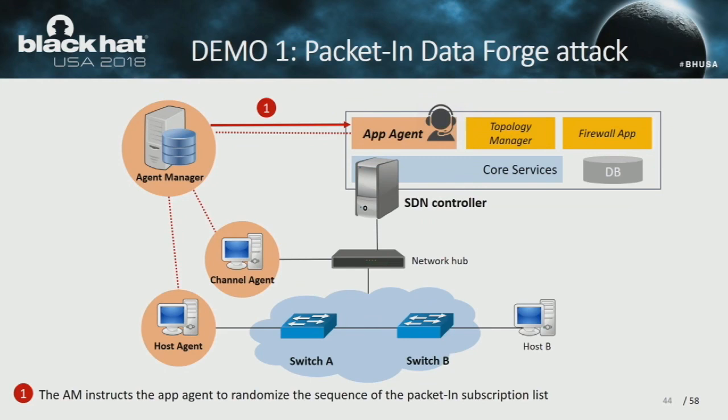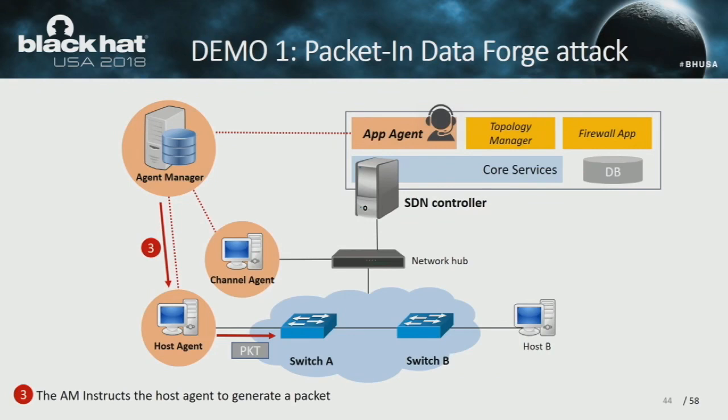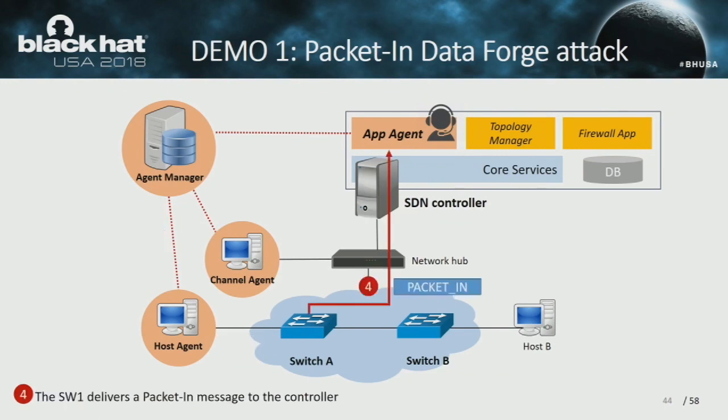First, the agent manager instructs the app agent to manipulate the subscription list. Then the app agent running on the SDN controller modifies the subscription list so that the app agent has top priority in receiving the packet-in messages. After this, the agent manager orders the host agent to generate network packets, which intentionally makes the OpenFlow switch send a packet-in message to the controller. So the app agent receives the packet-in message as it is the first one in the subscription list.